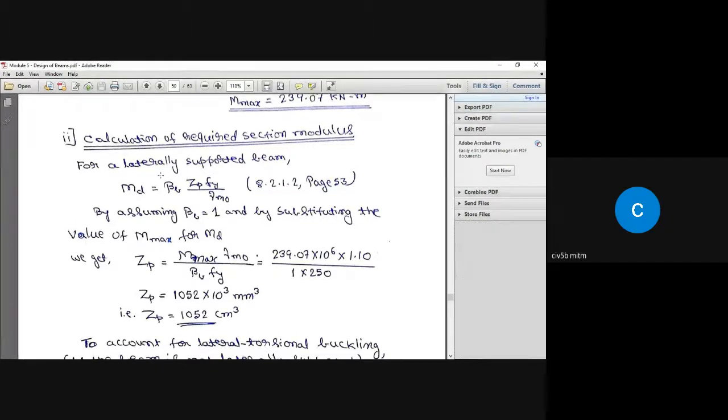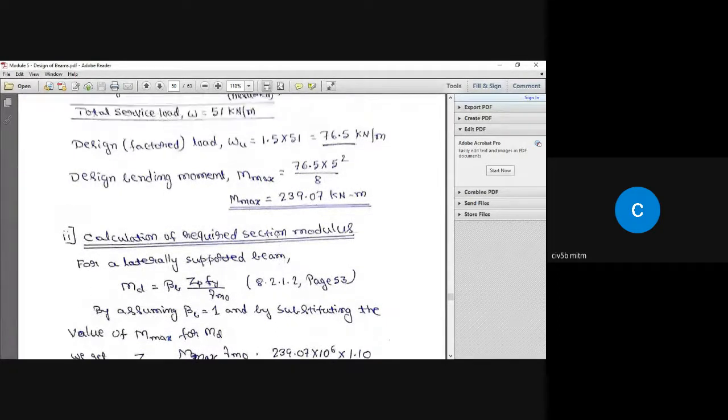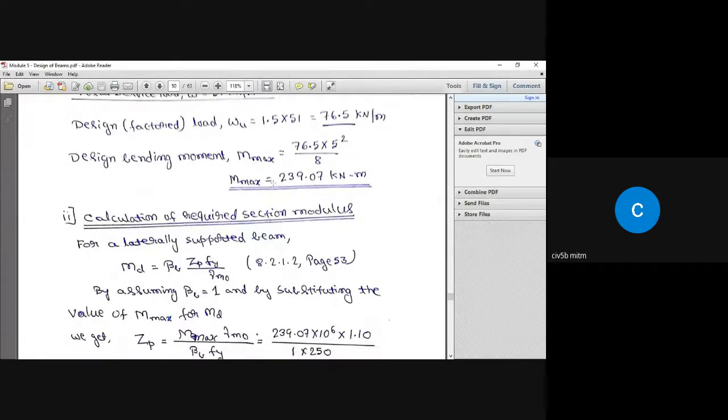So, yesterday I covered a part of the laterally unsupported beam design. As I said, there is no design for you. It is only the procedure on how to design a laterally unsupported beam. So I'm explaining the procedure through an example.